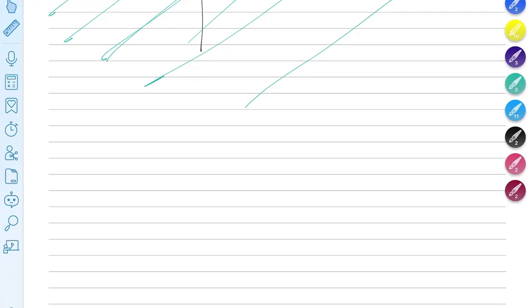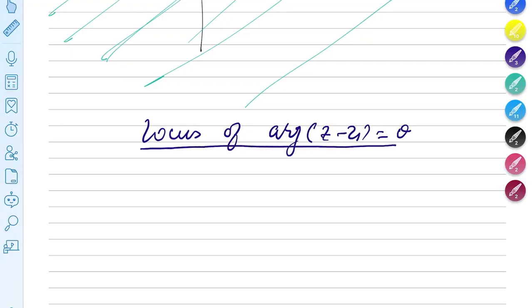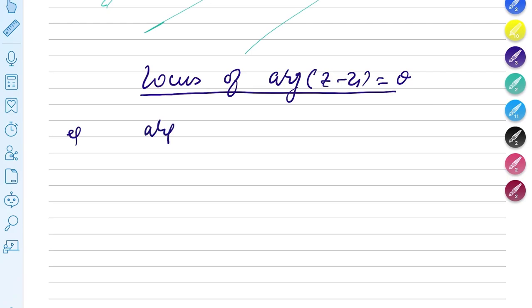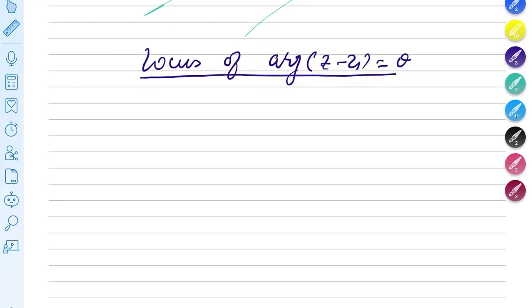Now let's talk about the basics of the locus involving the argument of z - z1 equal to theta. So the locus of the argument of z - z1 is something. The locus of an argument is a direction. So what does this represent? They represent a ray. Okay, so what kind of ray?